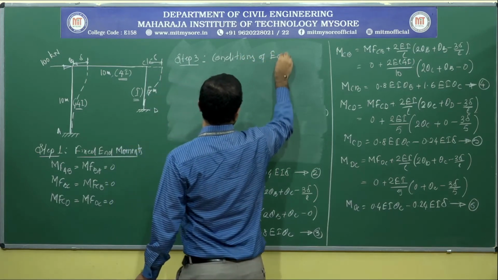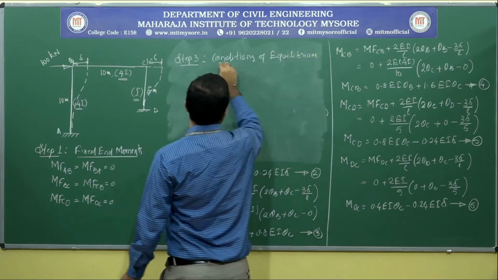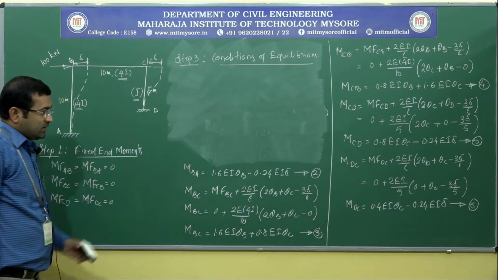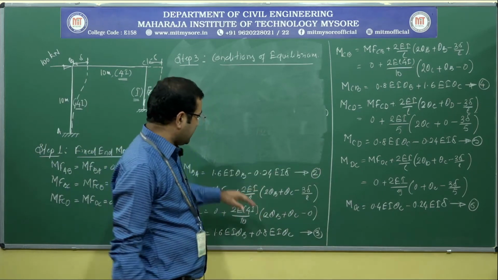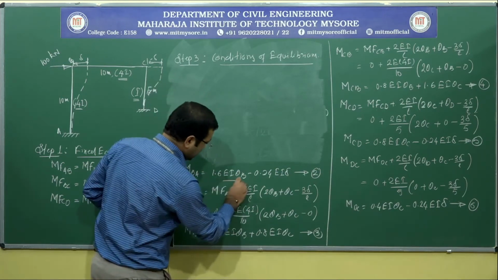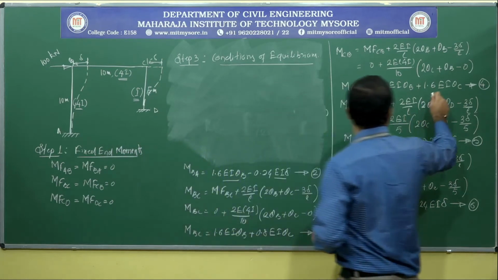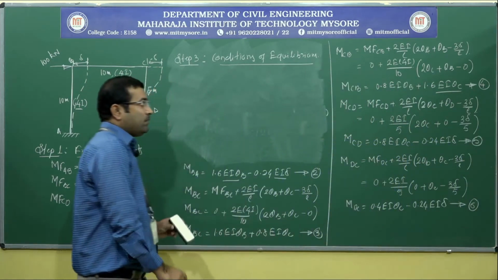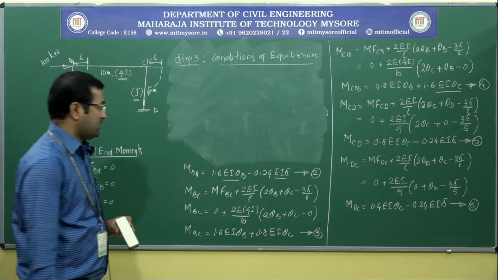Conditions of equilibrium. So we need to write 3 equilibrium conditions, because if I observe the equations 1 to 6, I can see that there are 3 unknowns. One is EI theta B, EI delta and EI theta C. So these are the 3 unknowns we have in the equations. To determine those 3 unknowns we need to write 3 equilibrium conditions.